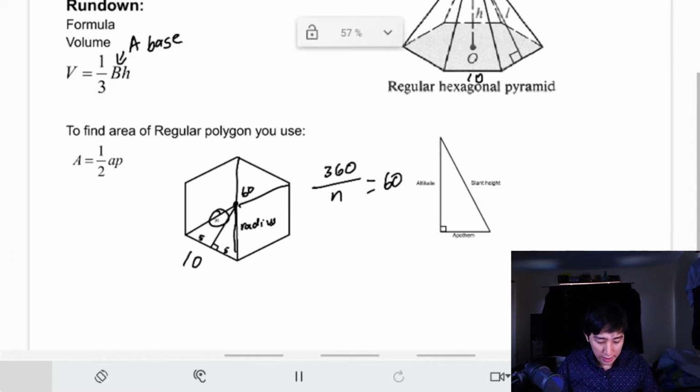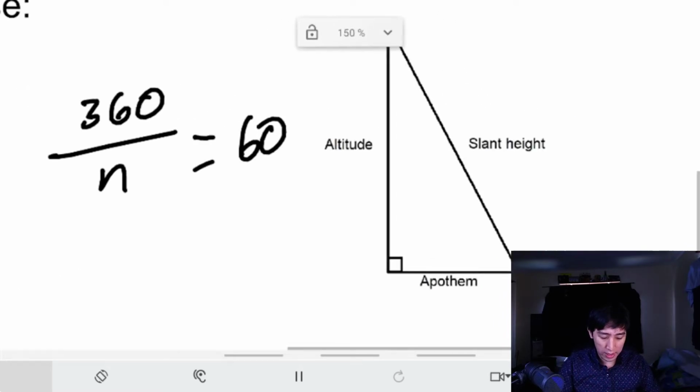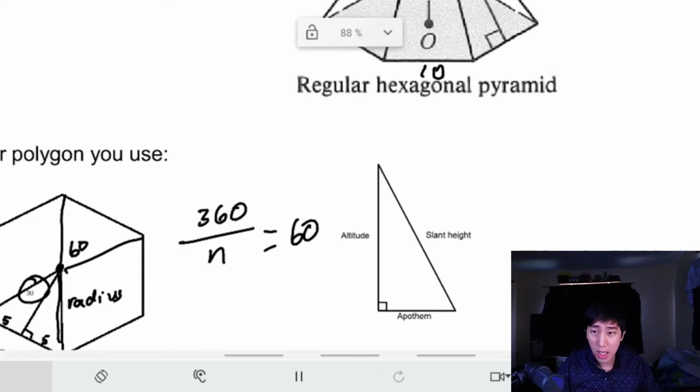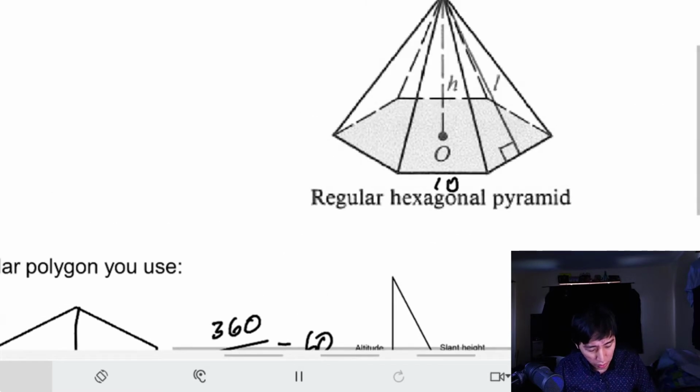So basically, that's what you're going to be doing in order to find the volume. Now, you need to find your altitude or your height in order to use this formula, so you're going to be using this right here. This triangle is your second most used take-apart triangle, and it's going to be your apothem, your altitude, and your slant height. Now let me show you on this big one.